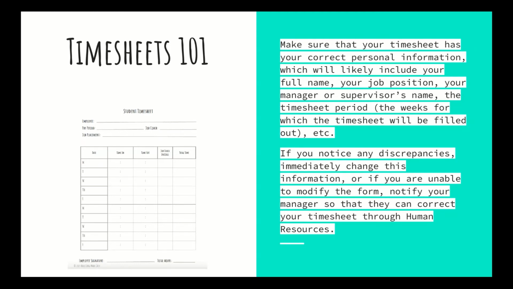Just like with pay stubs, if you notice any discrepancies, immediately change the information yourself, right? You're filling out a timesheet so you can alter that information. However, if you're unable to modify the form, say it's a digital form and certain areas are locked and therefore you cannot edit them, notify your manager so that they can correct your timesheet through human resources.